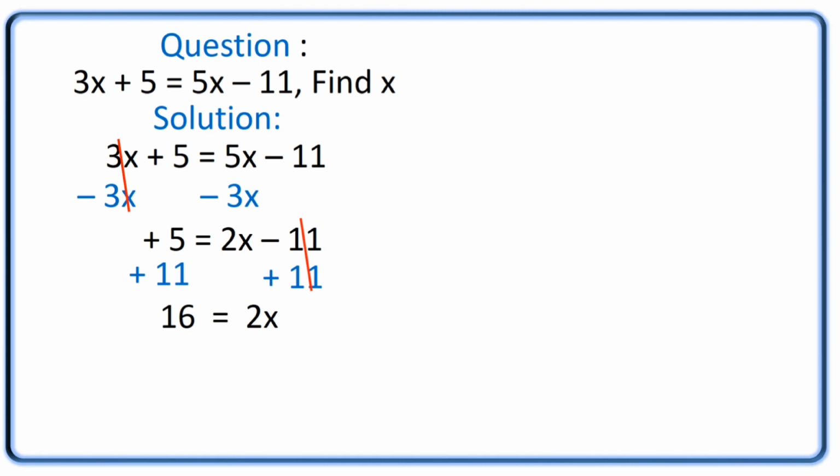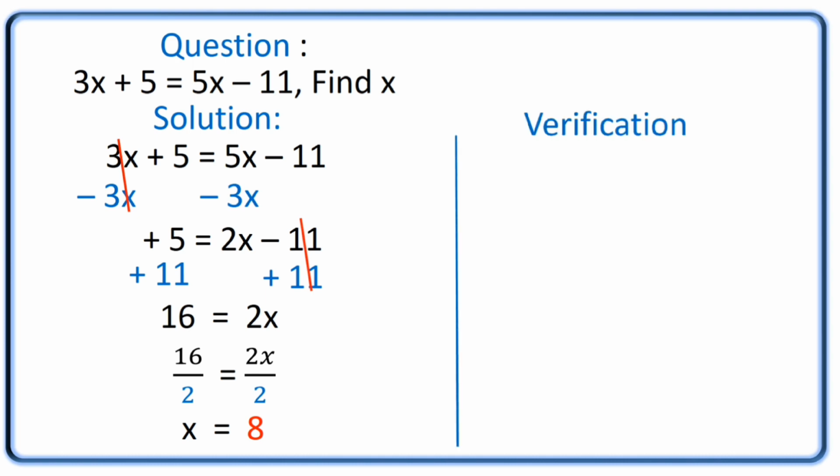16 is equal to 2x. 2 is the coefficient of x. So, by dividing 2 on both sides, 16 by 2 is equal to 2x by 2. x is equal to 8. Let us verify the sum.